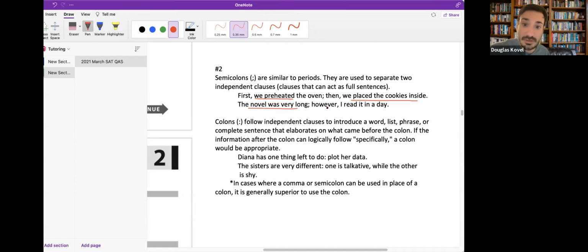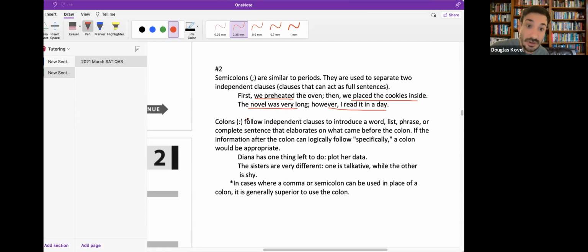The novel was very long; however, I read it in a day. I read it in a day. Again, I could have made that a new sentence, so a semicolon would be another option. And one general tip, I know it wasn't relevant in this question: if you ever see an answer choice where you have a semicolon and a period as options, there's a really good chance they're both wrong because they generally mean the same thing. So you go from already a 25% chance to a 50% chance of getting it right, even if you're not sure between the other two choices. That's just something to keep in mind.